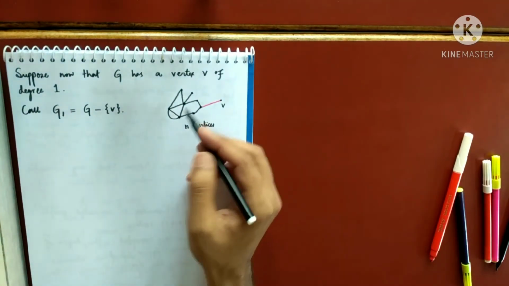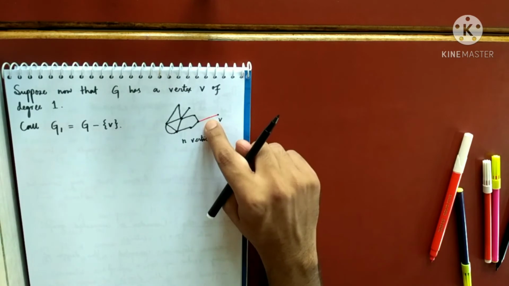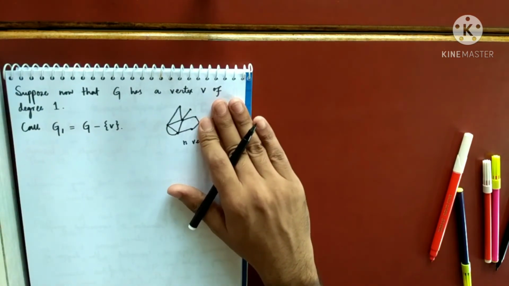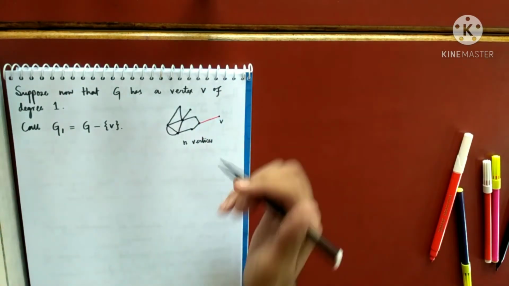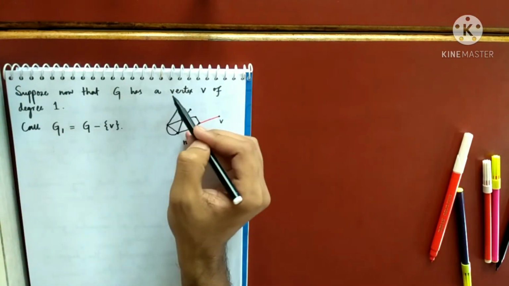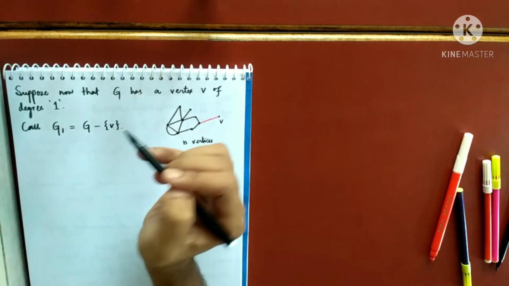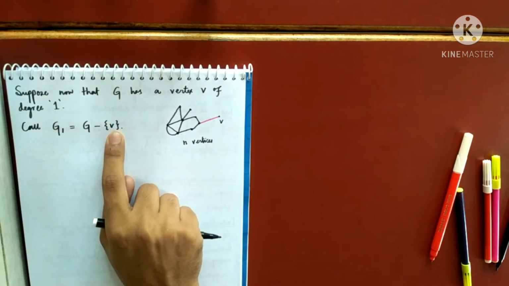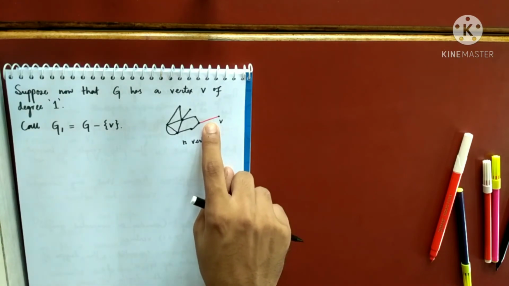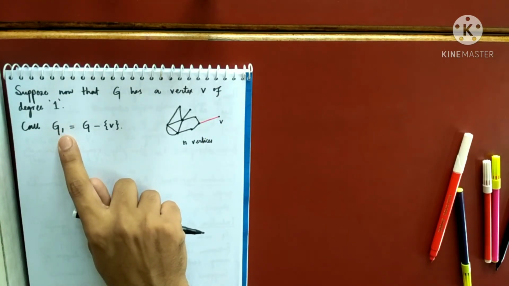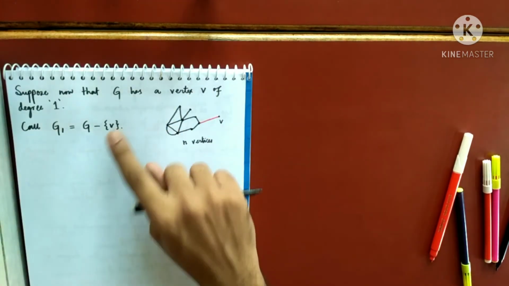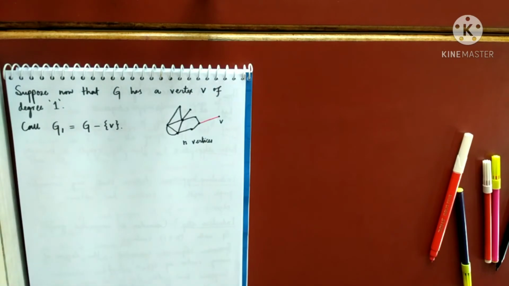So my new graph G1 will be just this, leaving this red line and this black dot. So this will not be there. This is my new graph G1. And by the way, I am just removing one edge because I know G has a vertex V of degree 1. So when I am doing this, I am removing one vertex and one edge. So G1 has one edge less than G and one vertex less than G. Understood up to here?